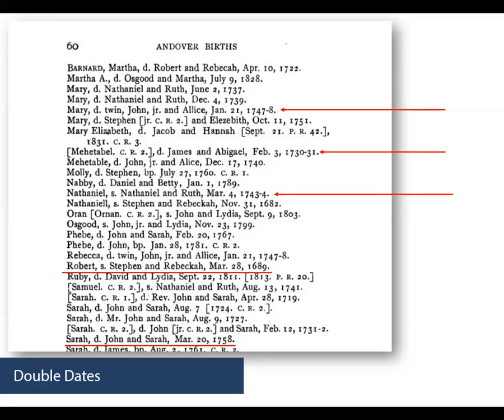So Robert, son of Stephen and Rebecca, was born in March of 1689, but he doesn't have a double date. And that's because he was born March 28th. He is born 4 days into, quote, the new year of 1689. And then Sarah at the very bottom, who's the daughter of John and Sarah, was born March 20th, 1758. And the reason she's not double dated is because we are now past the adoption of 1752 of the Gregorian calendar by England and therefore all of its colonies and whatnot.